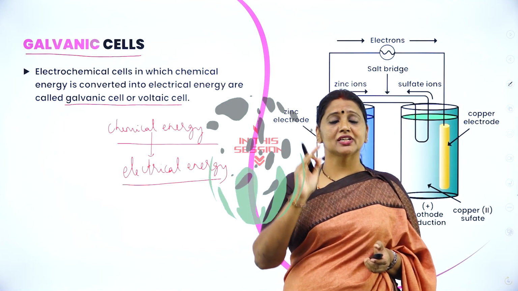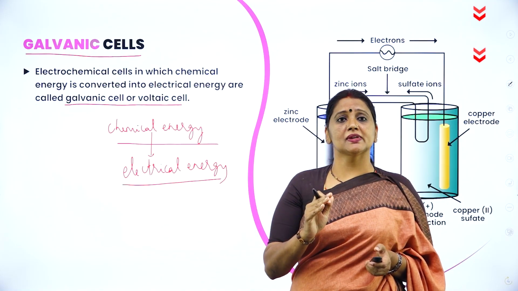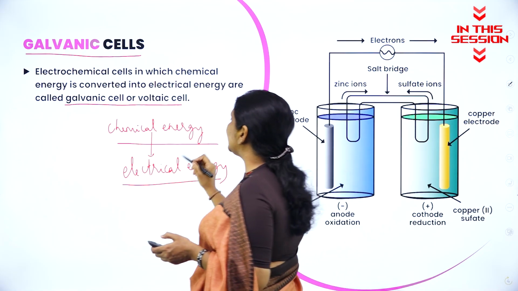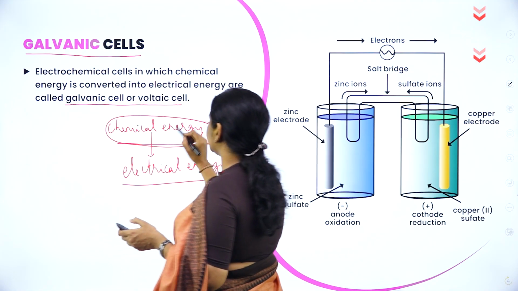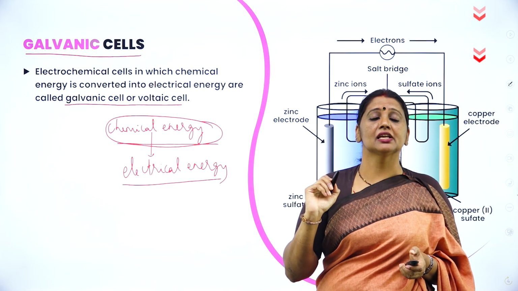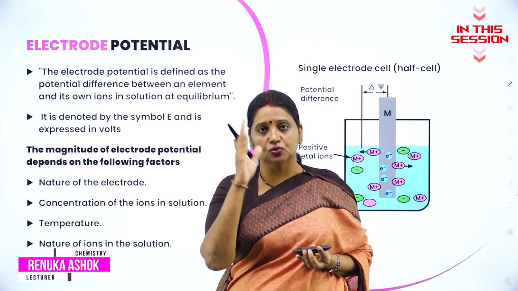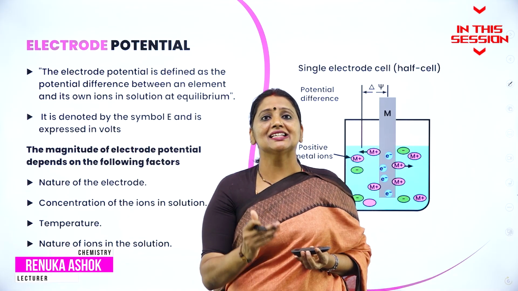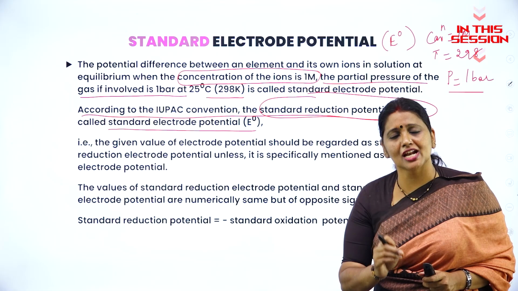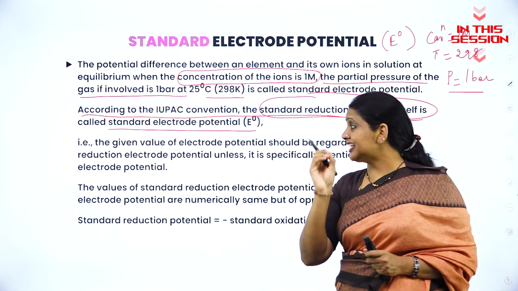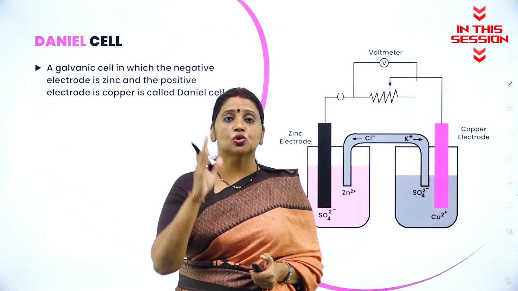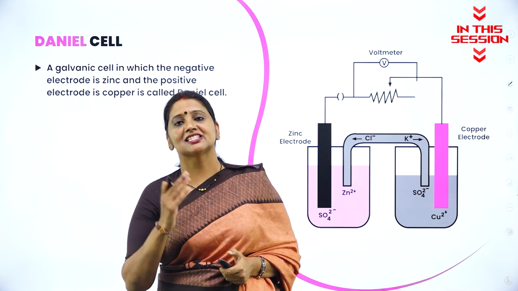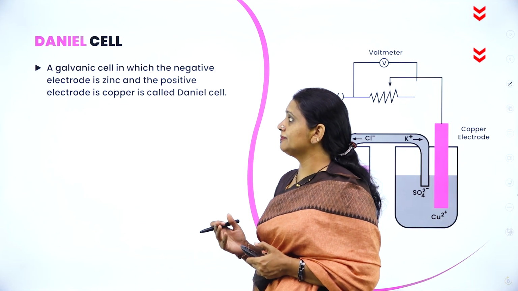Galvanic cell or voltaic cells are the electrochemical cell in which the chemical energy is converted into electrical energy. An element is in contact with its own ions. When it is in contact with its own salt solution, then that is called as what? Electrode. Standard reduction potential itself is the standard electrode potential. Electrode potential is denoted by E. Standard electrode potential is denoted by E naught.